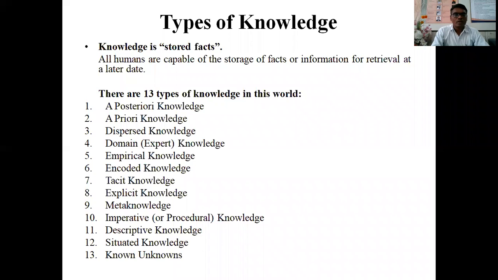They are: a posteriori knowledge, a priori knowledge, dispersed knowledge, domain or expert knowledge, empirical knowledge, encoded knowledge, tacit knowledge, that is also known as implicit knowledge, then explicit knowledge, meta knowledge, imperative or procedural knowledge, descriptive knowledge, situated knowledge, and known unknown, last but not least. These are the 13 important types of knowledge.